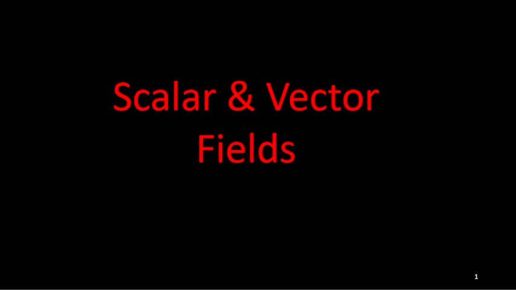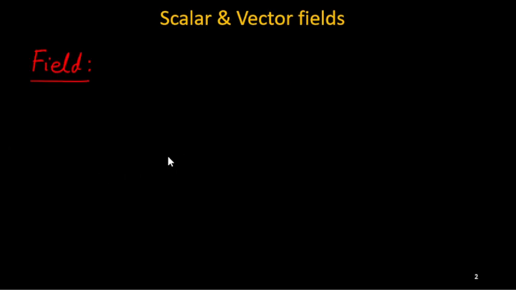In this video, we are going to discuss scalar and vector fields. What is a field? If any quantity varies over space, then we can say that a field exists. Like if I say that temperature is varying, temperature T is a function of space. Space means the x, y and z, these three directions.